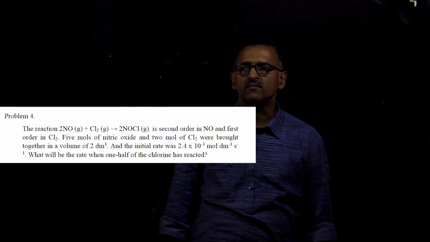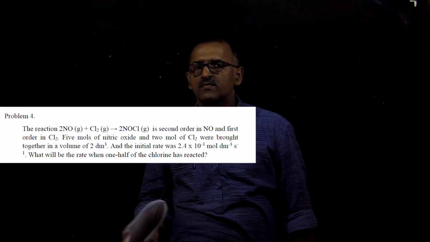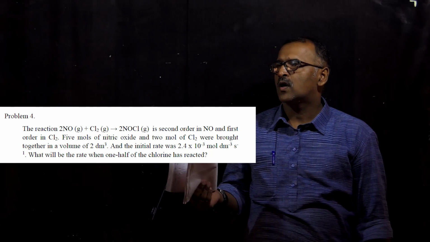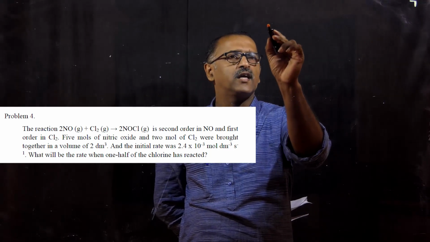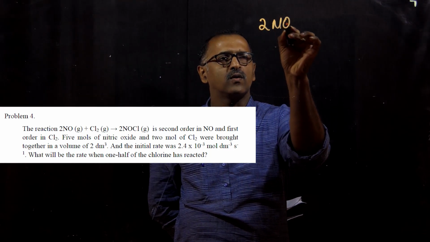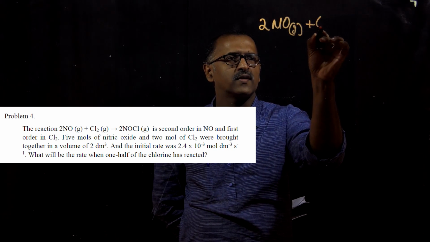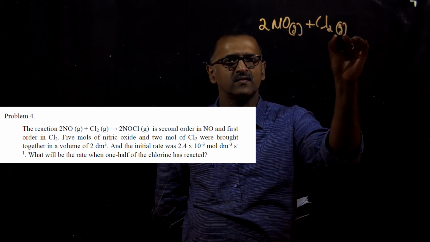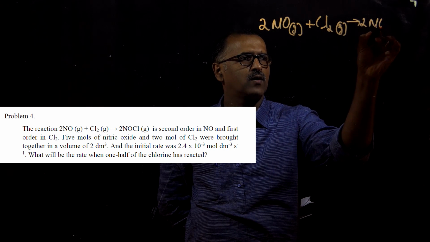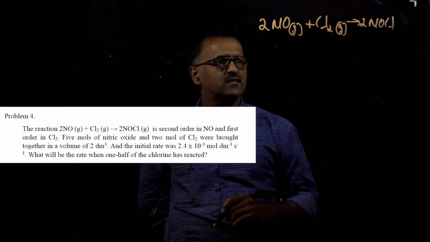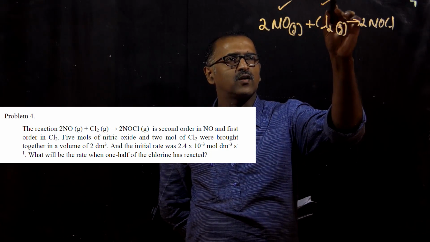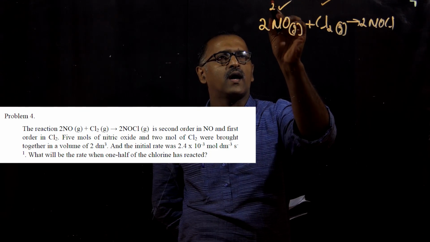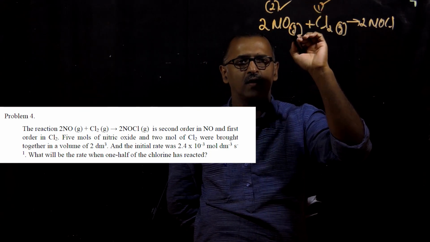Let us move on to the next problem, which is based on the second order rate equation. The problem states like this: the reaction 2NO in gaseous phase plus Cl2 giving you 2NOCl. Let us write the equation first. 2NO in the gaseous phase plus Cl2 in the gaseous phase giving you 2NOCl. This reaction is second order in NO and first order in Cl2.